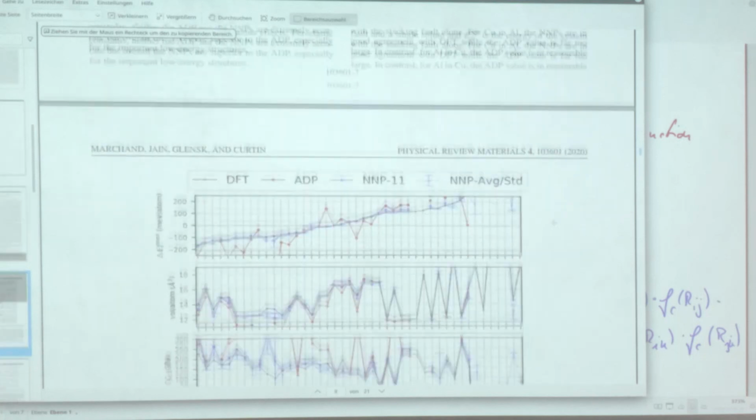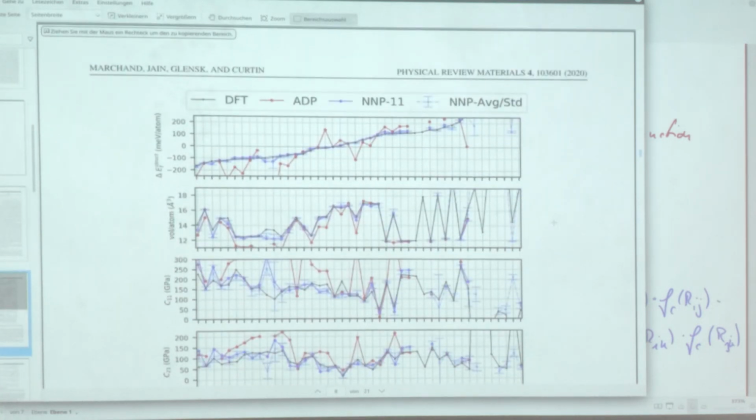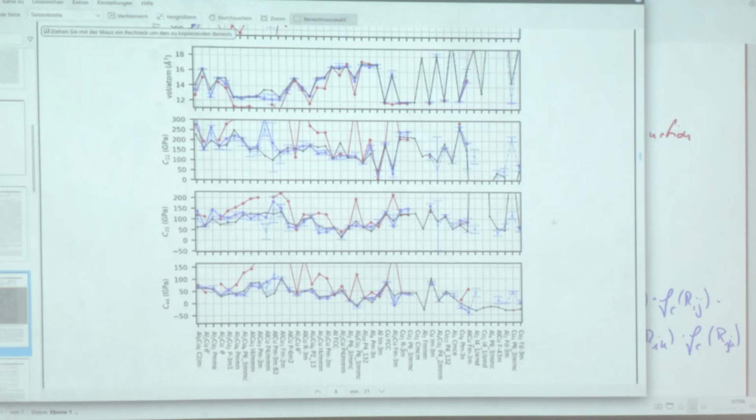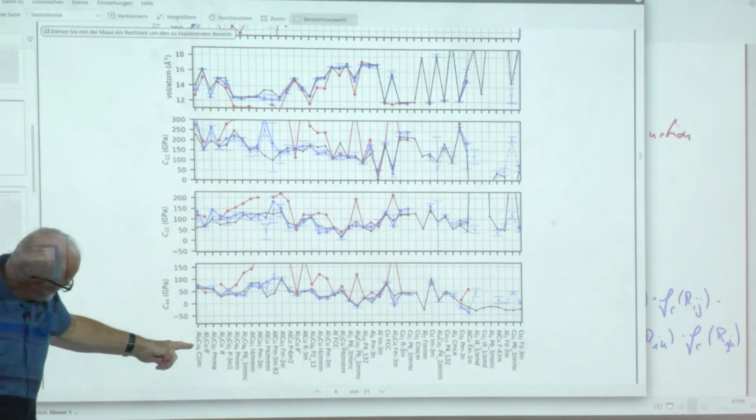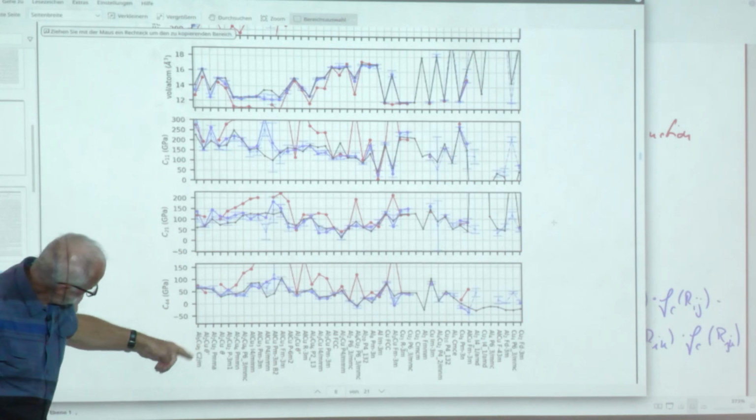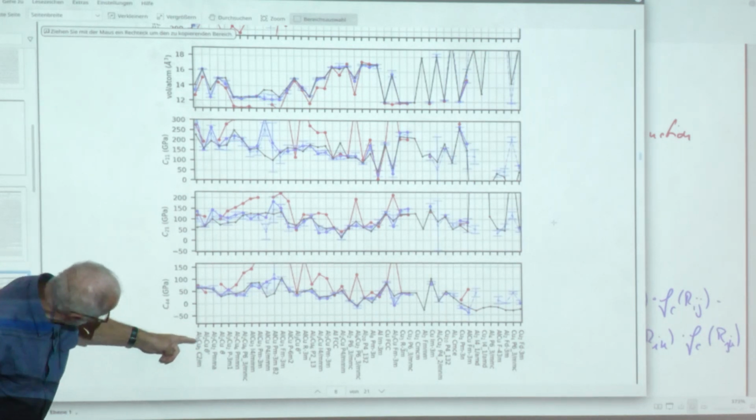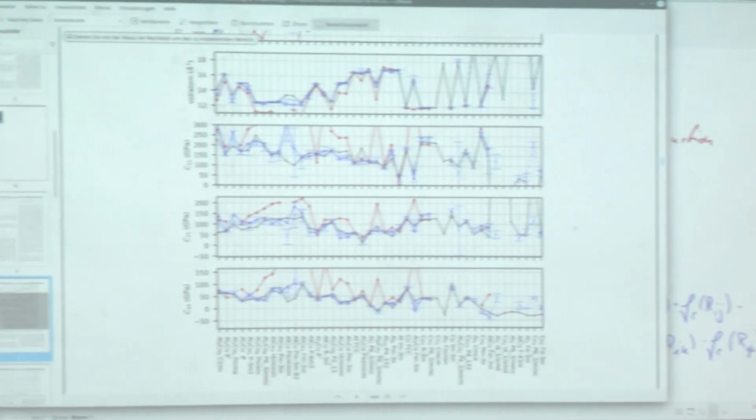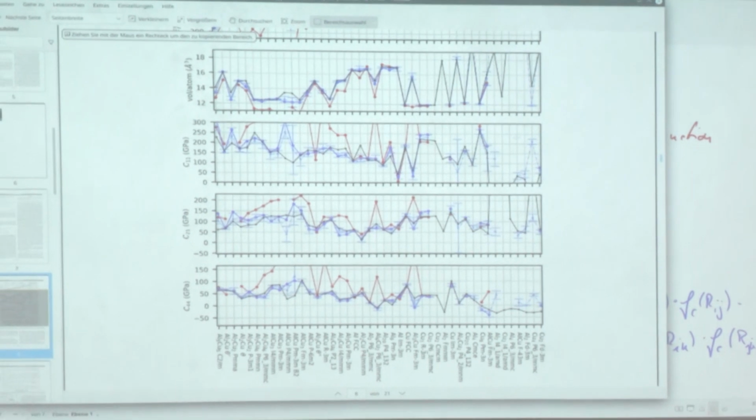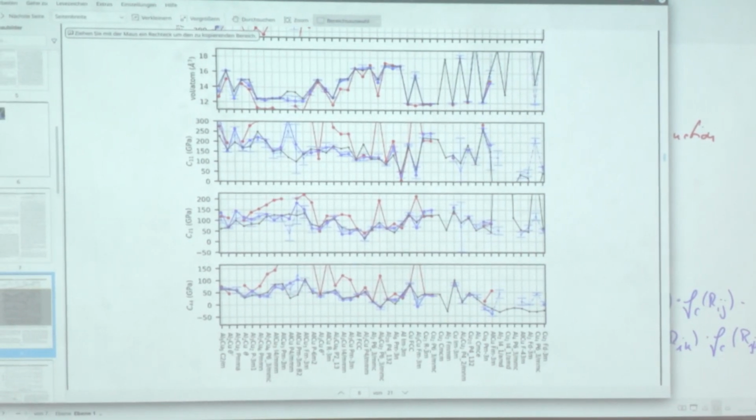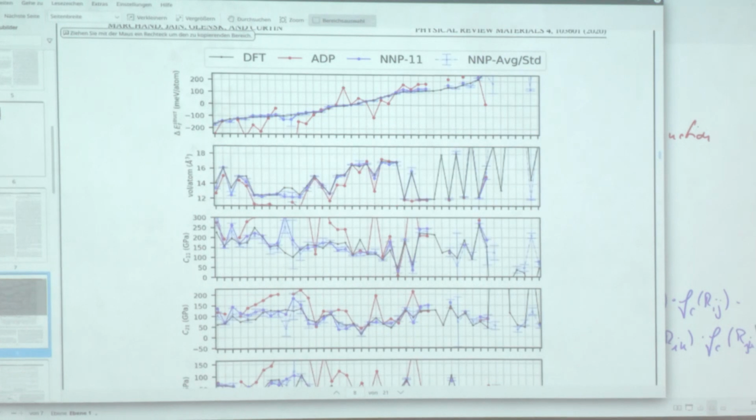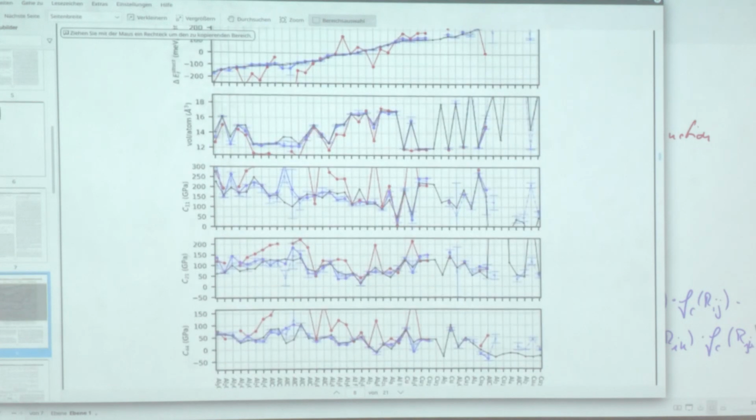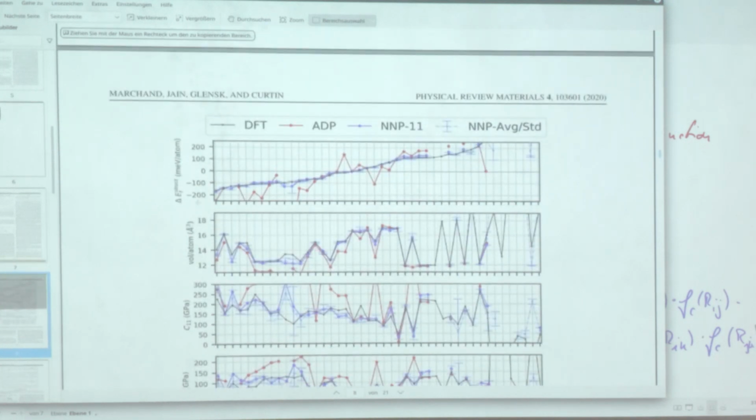And here you see the quality of their results. Here, I don't know whether you can read it, are all the structures they use. So there's aluminum 5, copper 5, aluminum 2 copper, and so on. So a huge number of different structures. And here you see the atomic volume. Here you see the energy of the structure. Here's the atomic volume. Here some elastic constants, and so on. And they did it here for DFT. That's the black line.